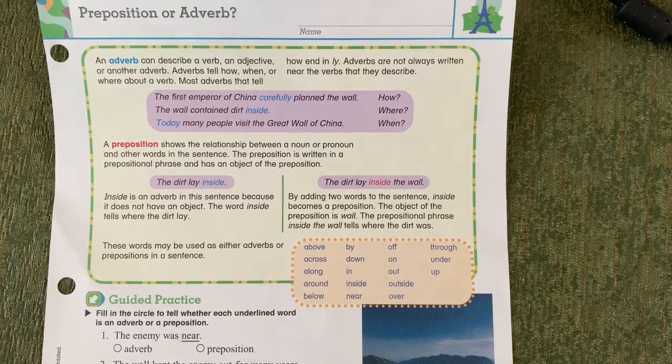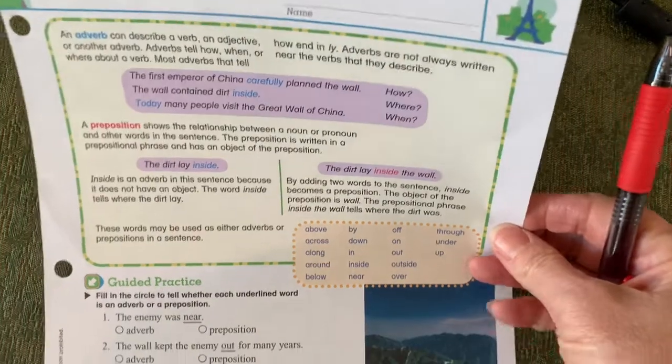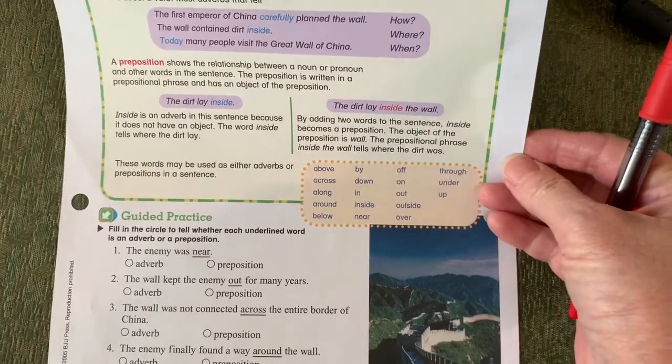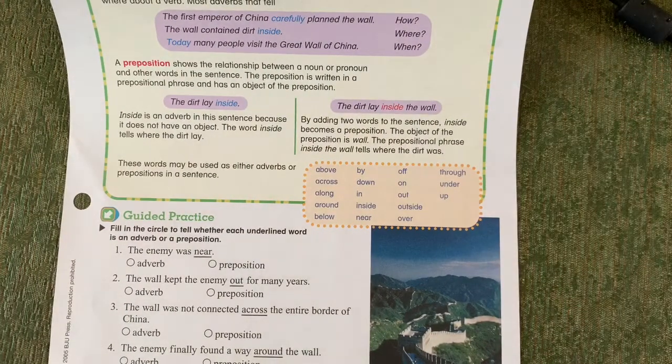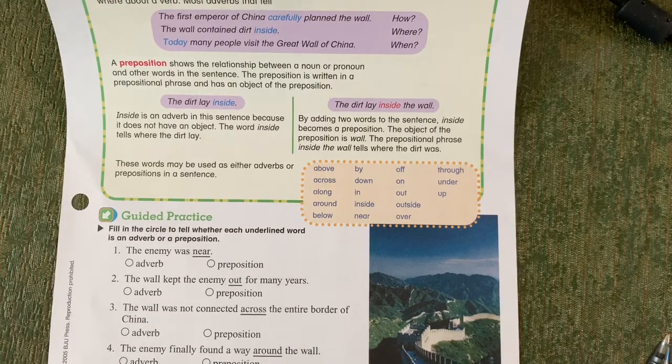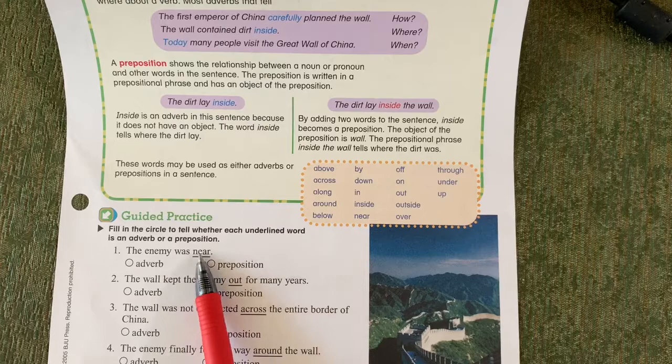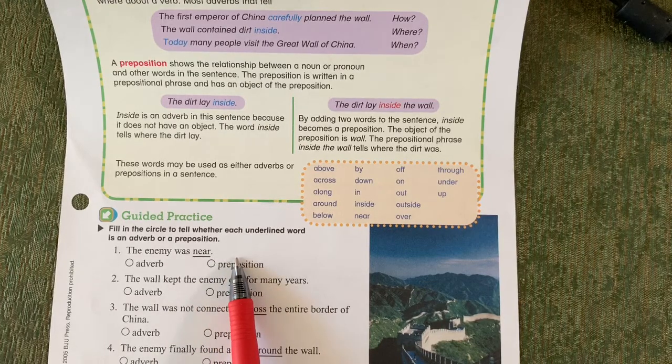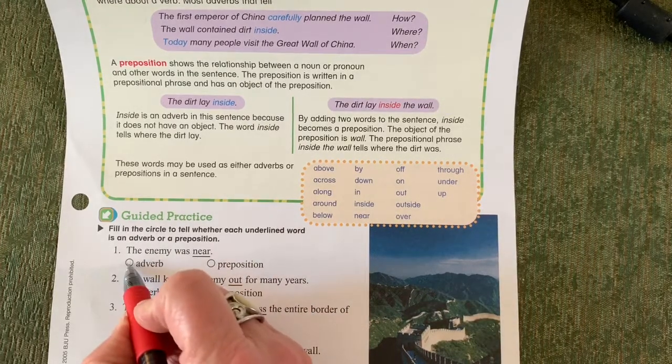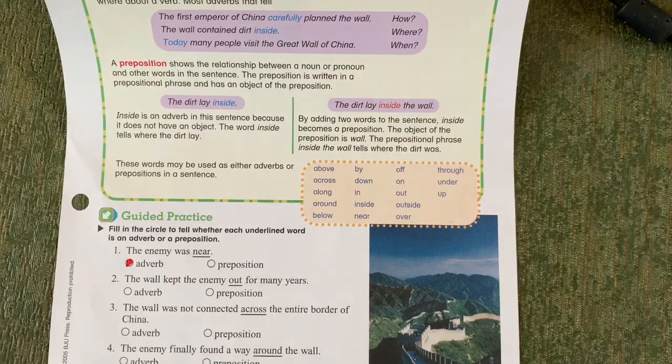Okay, let's take a look at the guided practice. They want you to fill in the circle to tell whether each underlined word is an adverb or a preposition. Okay, number 1, the enemy was near. So, is this an adverb or is it a preposition? Well, remember the test. If there's an object, it's a preposition. If there's not, then it's an adverb. Since there's nothing following the word near, then it has to be an adverb. There is no object. There are no other words there.